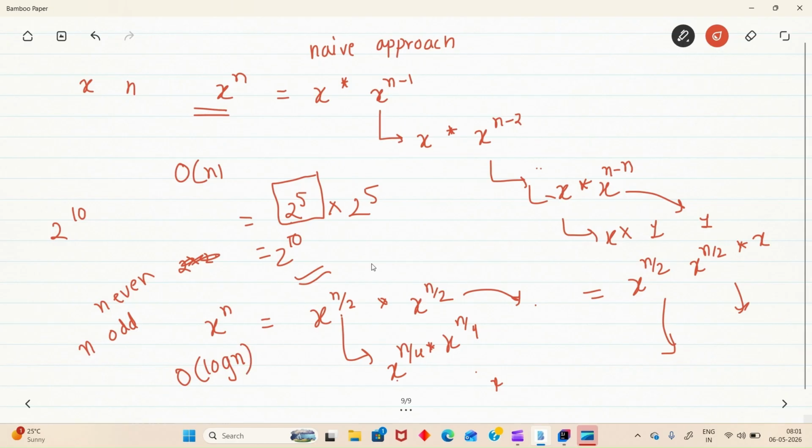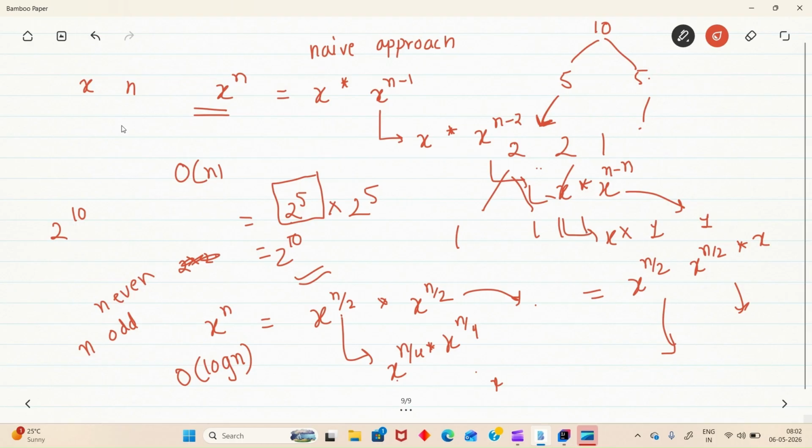This is the log n, because this will be a tree structure. For example, if I have 10, it will divide into 5 and 5. Then I'll have 2 2 1, and then 1 1 1 1, like that.